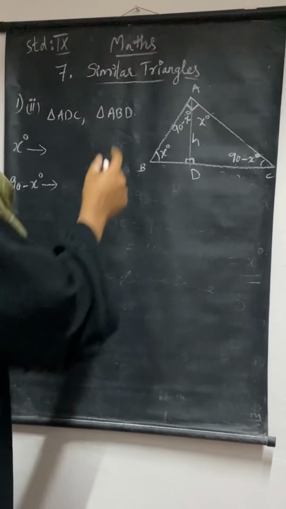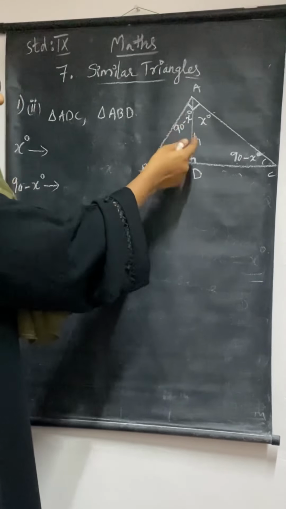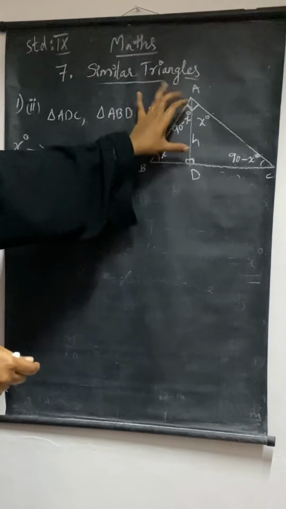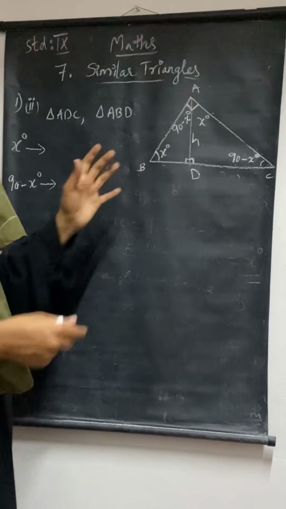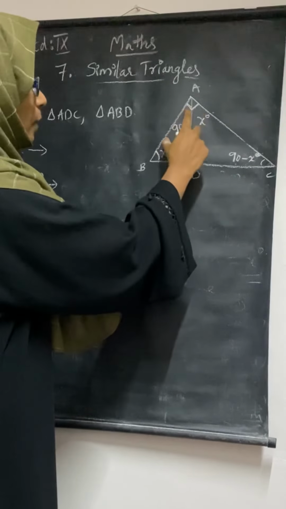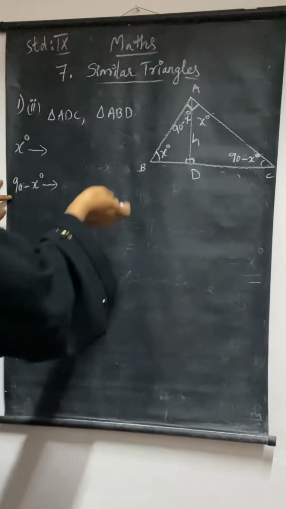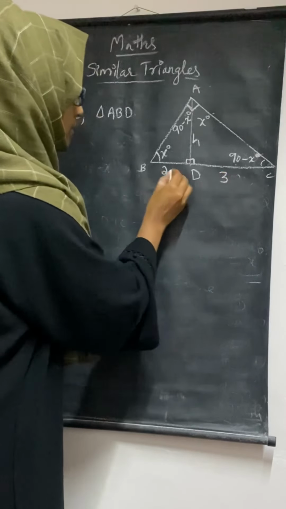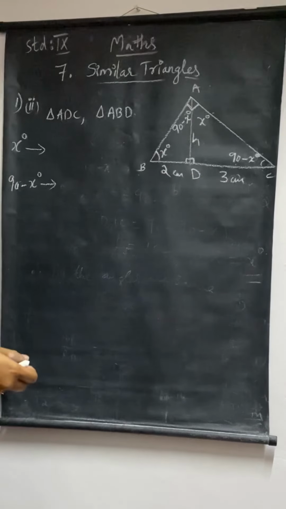You have found that these two triangles have the same angles, and the perpendicular line they told us to take as h. So what we are going to do is check whether they are similar. We have found that. So triangle ABD and triangle ADC you have to consider. Here you have 2 and 3. That is what you have to prove: h by 2 is equal to 3 by h.